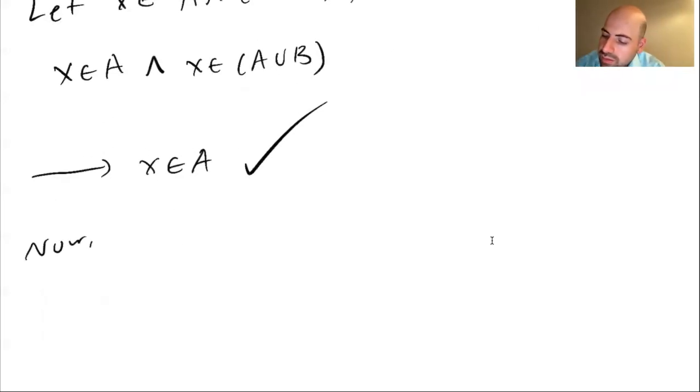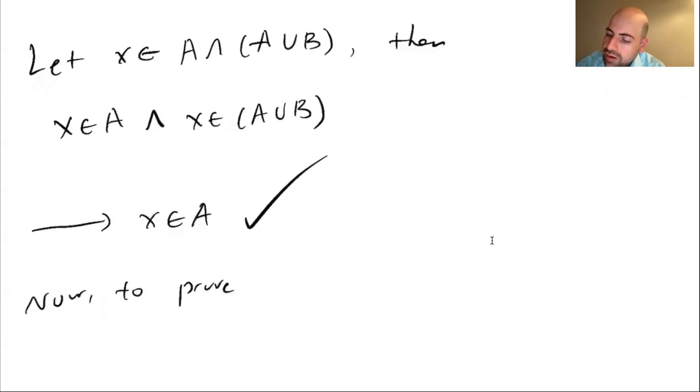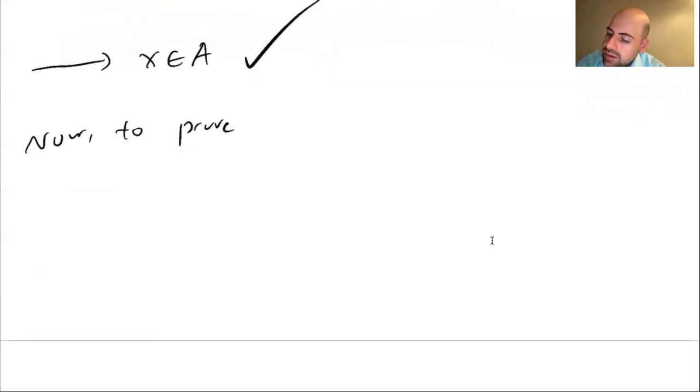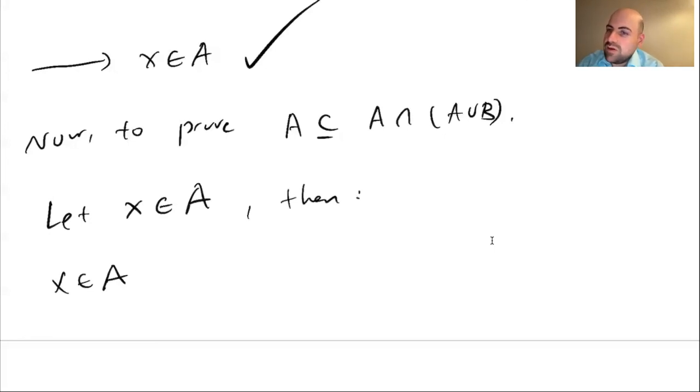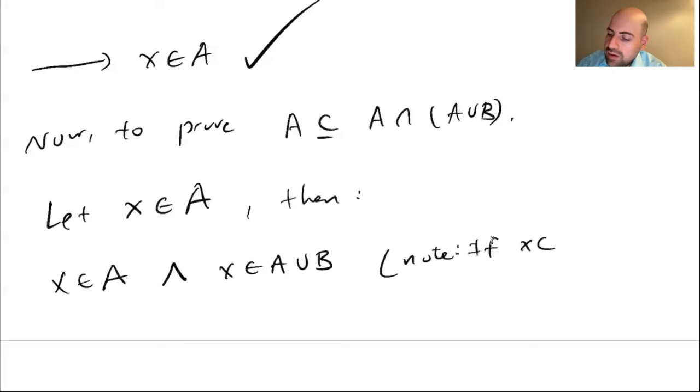Now, to prove the other way around, I have to show that A is a subset of A intersection (A union B). So again, let X belong to the left-hand side, which is A. Then X belongs to A, because I just assumed X belongs to A, so I'm just repeating it again. And X belongs to A union B. So note, if X belongs to A, then X belongs to A or X belongs to B. And so X belongs to A union B.